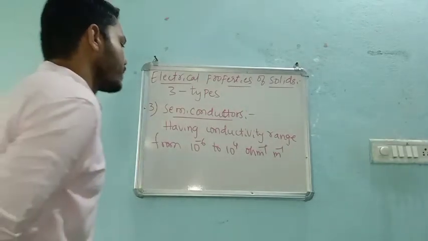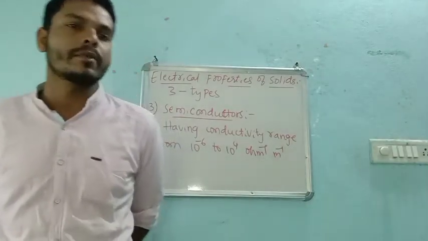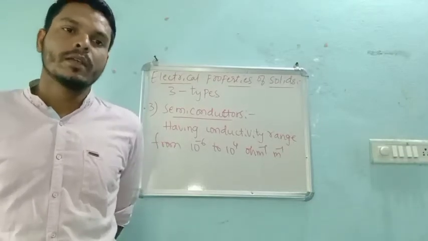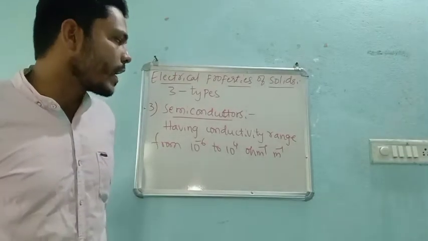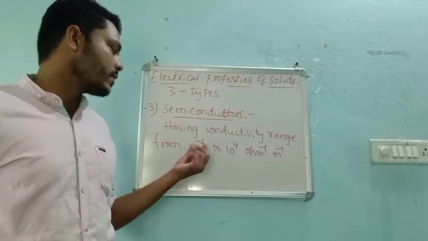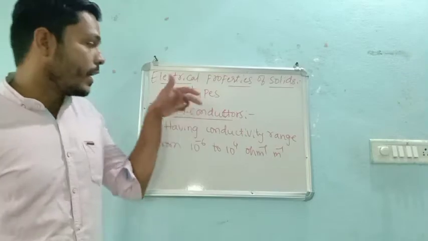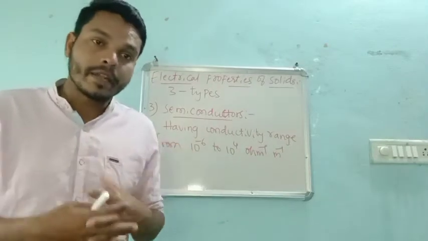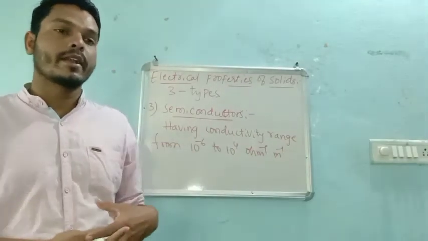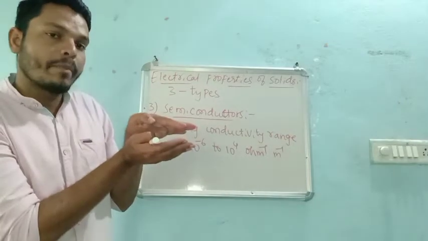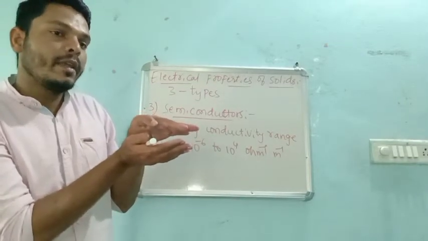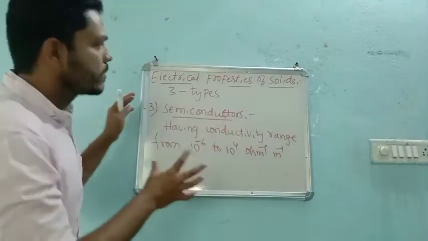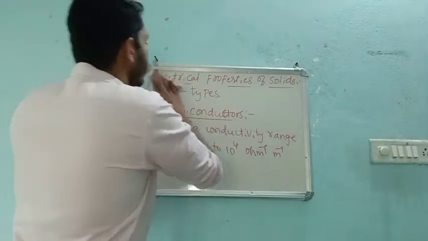That means sometimes they conduct electricity and sometimes they don't. It depends on the nature of the reacting molecule. The range is from 10 raised to minus 6 to 10 raised to plus 4, both negative and positive. That's why sometimes it conducts and sometimes it does not, because the forbidden gap between the valence band and conduction band is very small. We can understand this easily in the next concept.